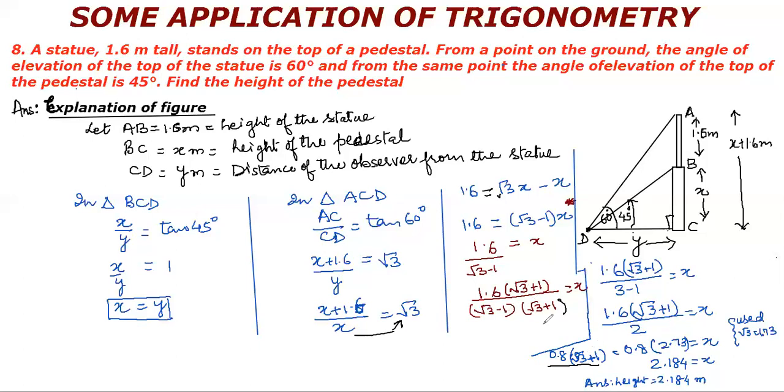You will rationalize the denominator and you will see whether square root 3 is still coming in the final answer. If it is there, then children, you will put the value, otherwise you will leave. So this is the place where you will put the value, and the value of square root 3 is 1.73. Put it here, it will become 2.73, and when you multiply, it will be 2.184 meter. Therefore, the height of the statue is 2.184. I hope you are able to understand. Let's move to the next question.